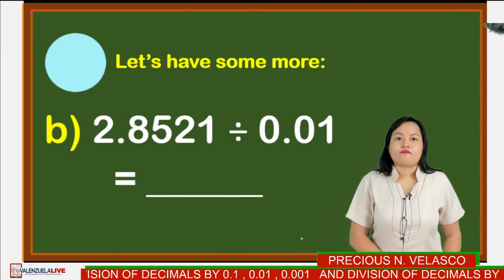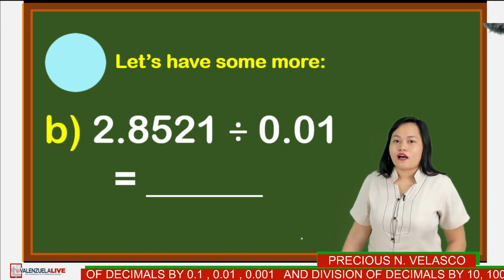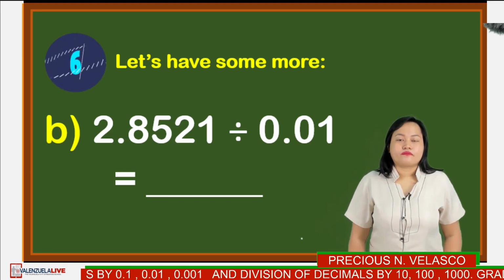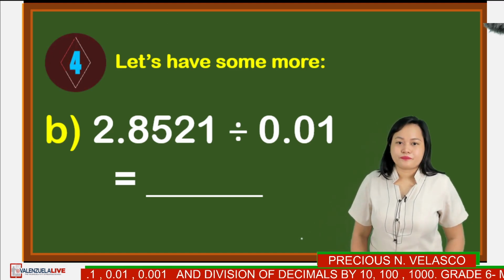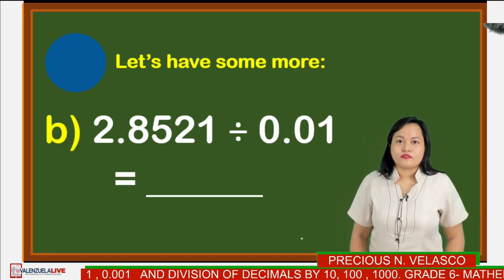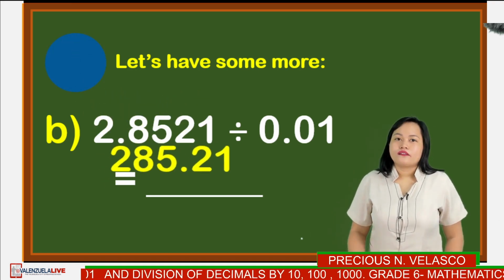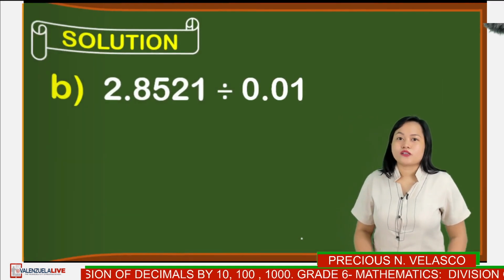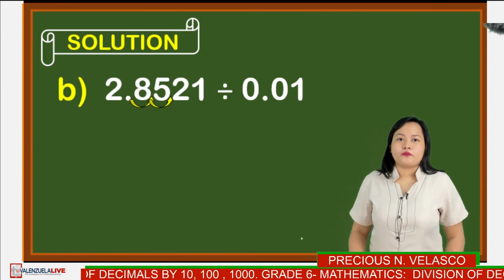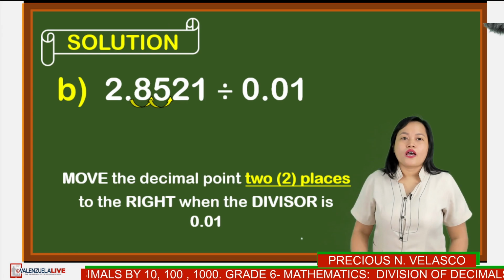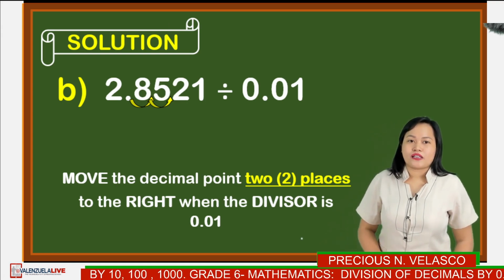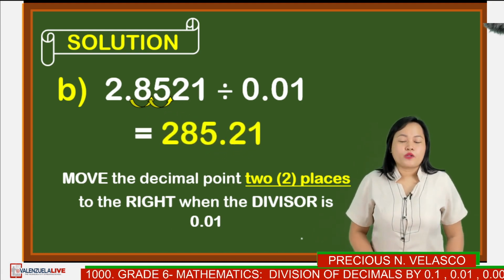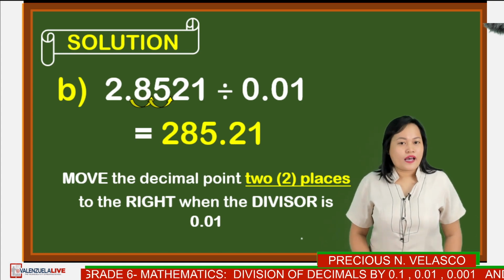Next one. How about this one? Your 10 seconds starts now. Okay, time's up. Let's see. Very good, again you've got it correct. For the letter B, we move our decimal point 2 places to the right when the divisor is 100ths. That's why we come up with a quotient of 285 and 21 hundredths.